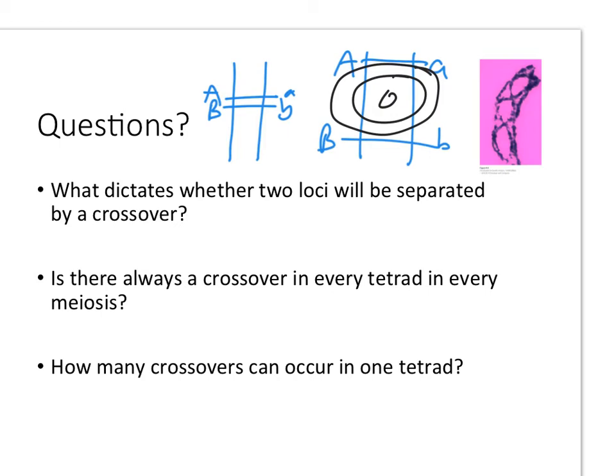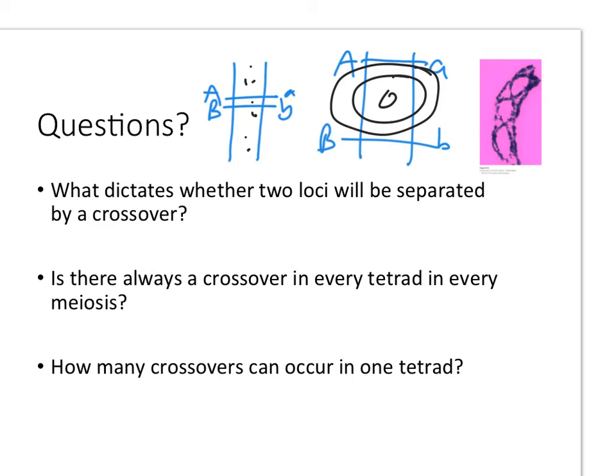It's much less likely that by chance, if I was blindfolded, I should do this in class someday. If I was blindfolded and I had some darts, maybe I shouldn't do this in class. And I randomly threw darts here. What's the probability that I happen to land a dart in between the two closely linked genes? It's pretty small. If the two genes are at the opposite ends of the chromosome, what's the probability that a recombination event happens between them? If the two genes are at the absolute opposite ends of the same chromosome, what's the probability that recombination happens between them?